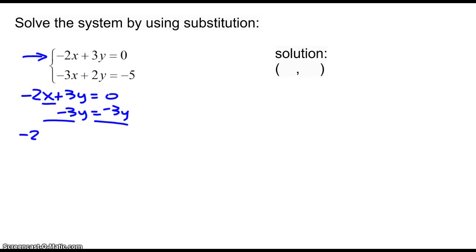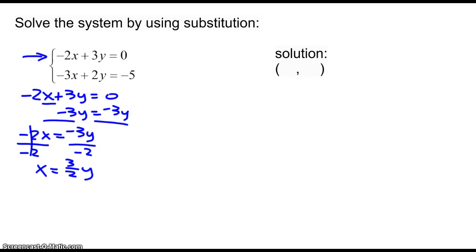I'd have negative 2x equals negative 3y. And if I wanted to isolate the x, I would divide both sides by negative 2. Negative 2 divided by negative 2 is 1, and 1 times x is just x. And a negative divided by negative is a positive 3/2 y. So it looks like my x is 3/2 y.